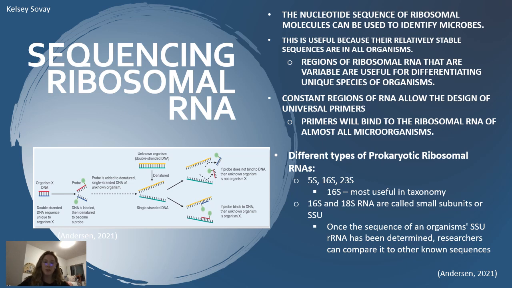Different types of prokaryotic ribosomal RNAs include 5S, 16S, and 23S. 16S is the most useful when it comes to taxonomy. 16S and 18S RNA are called small subunits, or SSUs. Once the sequence of an organism's SSU ribosomal RNA has been determined, researchers can compare it to other known sequences.